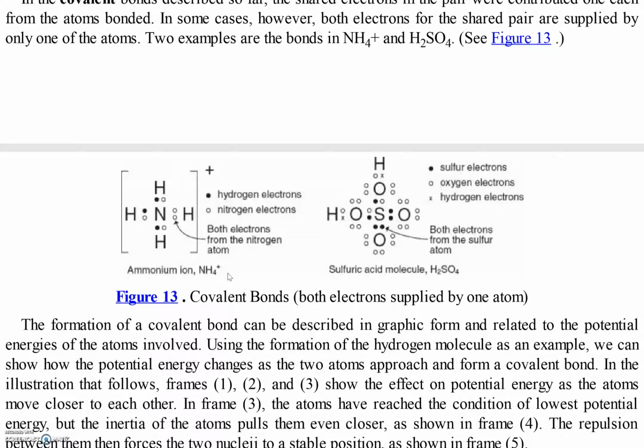In most cases, what we see is each atom in a covalent bond is putting an electron in common. However, we have cases where both electrons come from the same atom. For example, here in NH4+, these two electrons come from the hydrogen atom. And here in H2SO4, we see that these two electrons between the sulfur and oxygen both are coming from the sulfur.